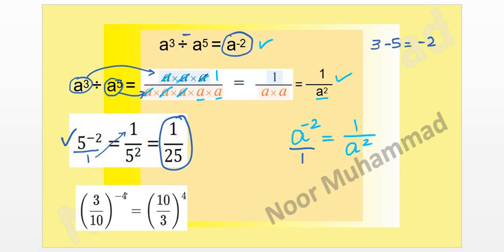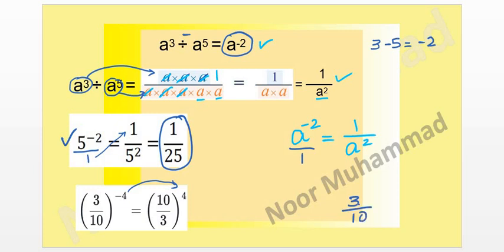Let's say I have a fraction that has a negative index, what can I do? We can change that negative index into a positive index just by flipping this fraction. Actually what we are doing is taking the reciprocal of this fraction, right? Or let me explain it in another way.